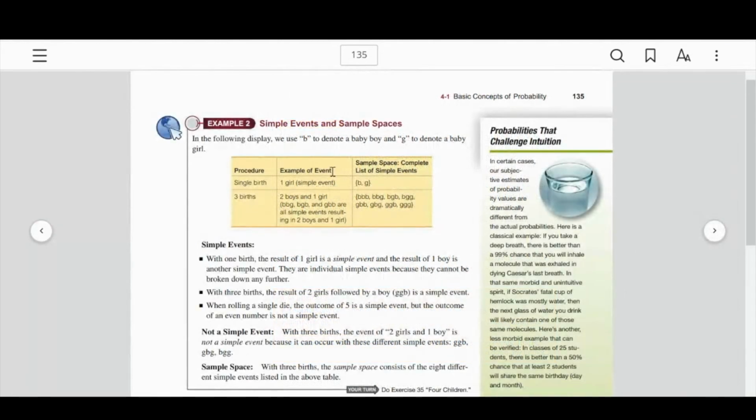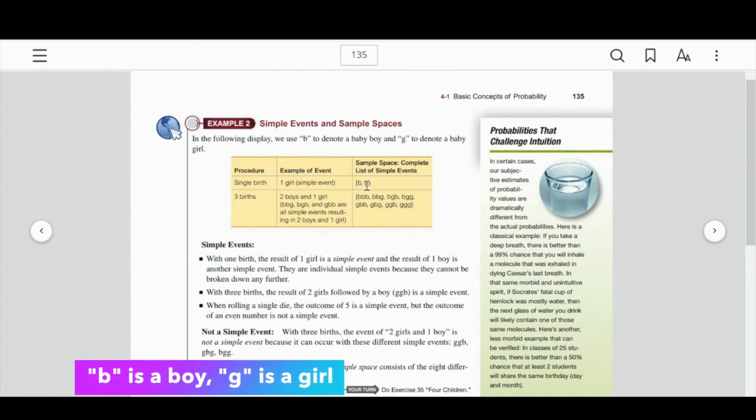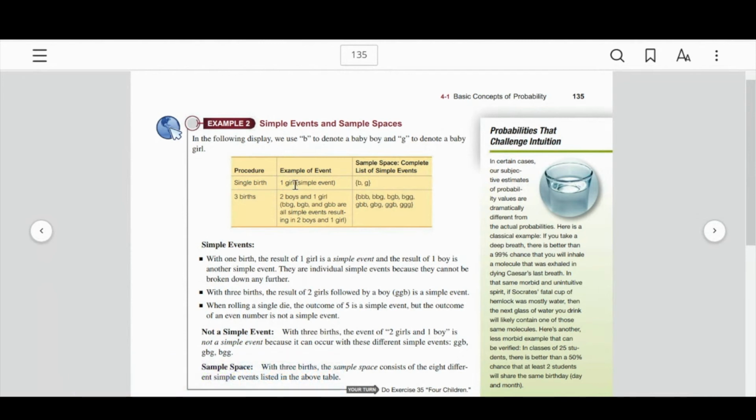And they give you an example. This is one of their favorite examples. They like this example a lot. So let's talk about it, because the notation, you will see this in some problems. It's not hard, but if you've never seen it, you've never seen it. So the idea is B means a baby boy and G means a baby girl. And our single birth event, well, what could it be? Well, it could be a boy or a girl, and yep, there's the sample space.